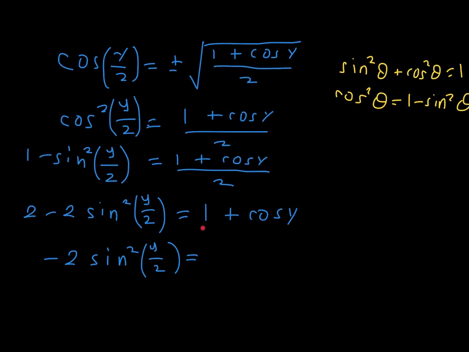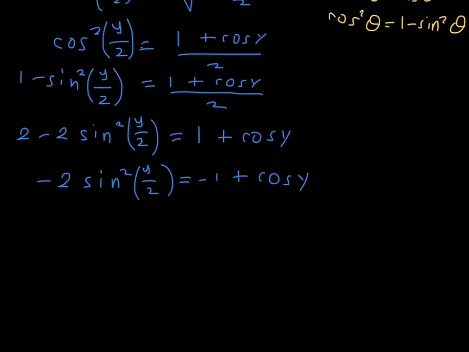I'm subtracting 2 from both sides. So subtract 2, you get negative 1 plus cosine of y. That is to say, negative 2 sine squared of y over 2 is equal to, watch this, cosine of y minus 1. This here is what our numerator is. That's what our numerator is, cosine of y minus 1.